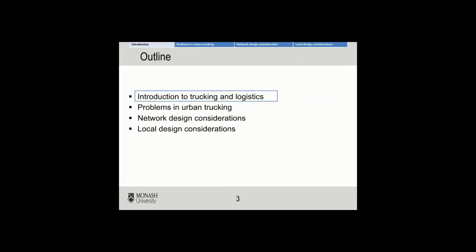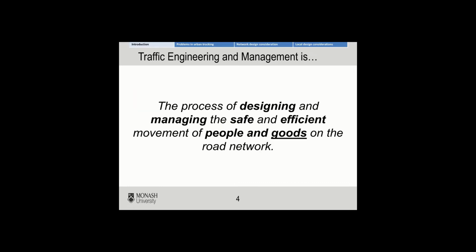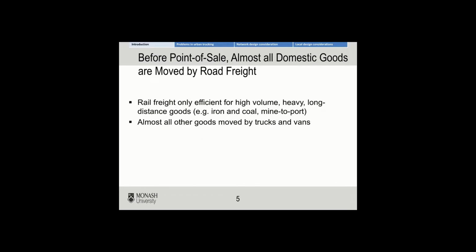To begin with, I'll just give you all a brief introduction to trucking and logistics, given for a lot of students enrolled in this subject, these concepts may not be familiar. When we think back to what traffic engineering management is, it's a process of designing and managing the safe and efficient movement of people and goods on the road network. Over recent weeks we've been looking more at the people aspect, public transport, pedestrians, cyclists, etc. Today with trucking we're going to be focusing on the movement of goods on the road network.